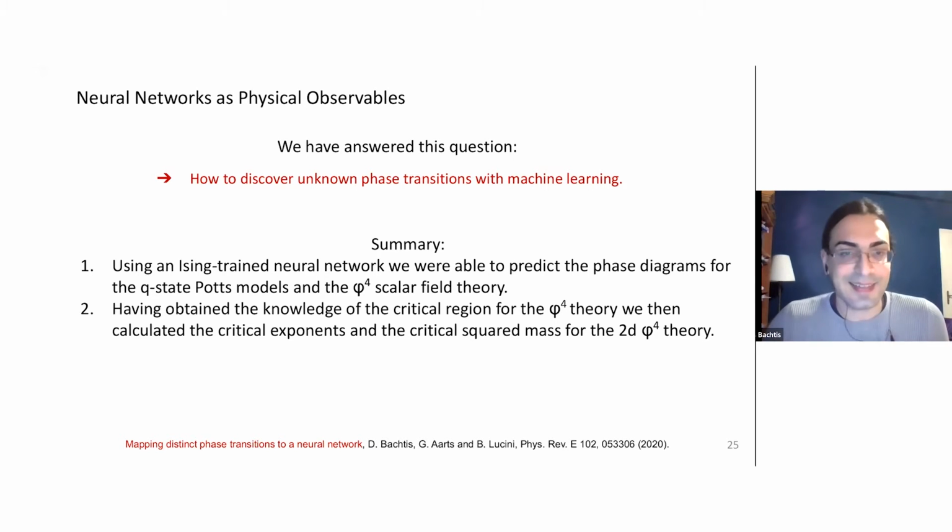Using an Ising-trained neural network, we were able to predict the phase diagram for the Q-state Potts models as well as for the phi to the 4 scalar field theory. And having obtained the knowledge of the critical region for the phi to the 4 theory, we were then able to calculate the critical exponents and the critical squared mass for the system.